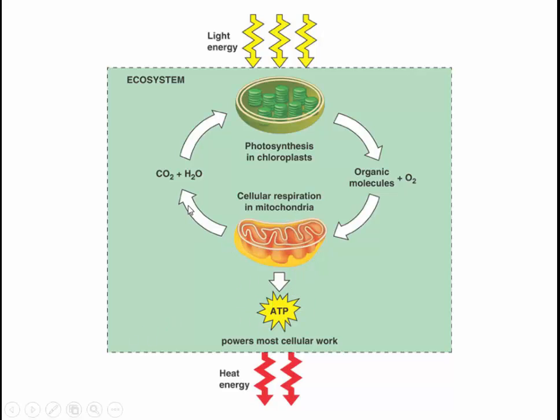We're going to get ATP out of the mitochondria. And then we're going to send our byproducts, that carbon dioxide and water, back into the environment, which then the plants are going to take up, and then we're going to get that glucose and oxygen back out of that one, and it's going to keep repeating.